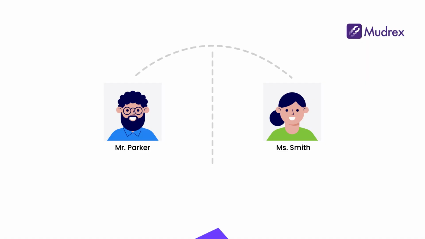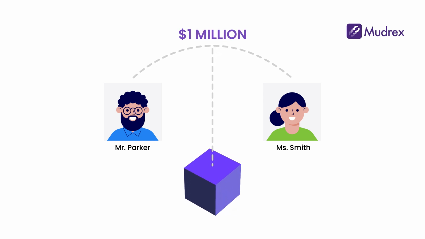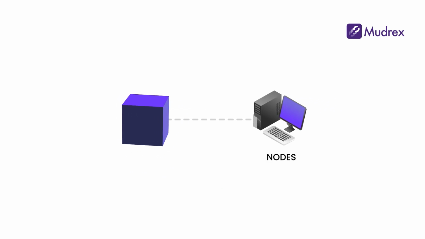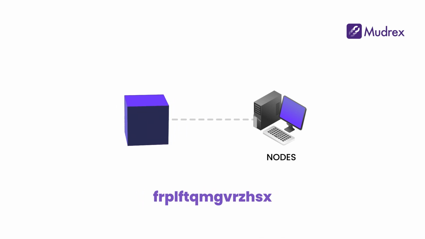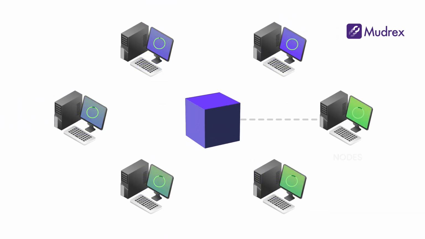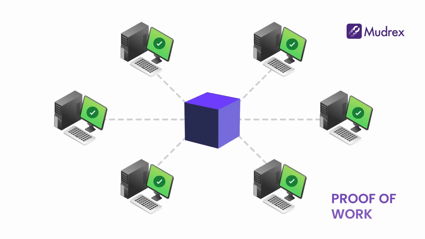Now we will be talking about how this technology works. Remember the Parker and Smith example, that they made a deal of $1 million, but how was that transaction stored in the block? Let's find out. Every transaction in the blockchain network is verified by computers, and we call them nodes. These computers solve a complex puzzle to verify the transactions, and once they solve it, it is shared with the computers in the blockchain network. Once they verify that Mr. Parker and Ms. Smith made a deal, this block will be verified and added to the blockchain network. We call this process the proof of work.